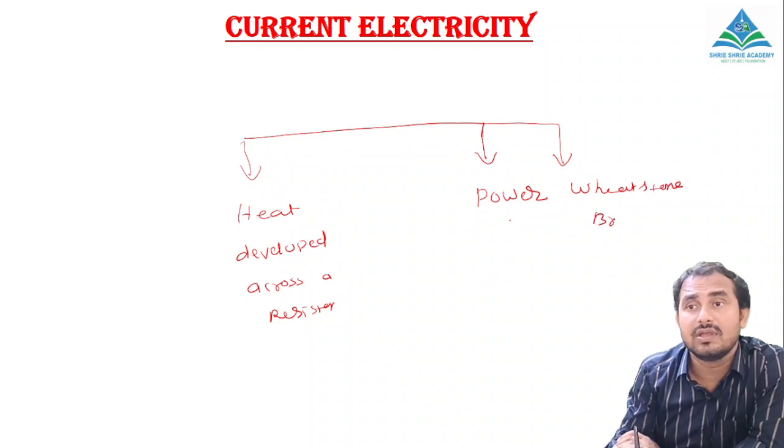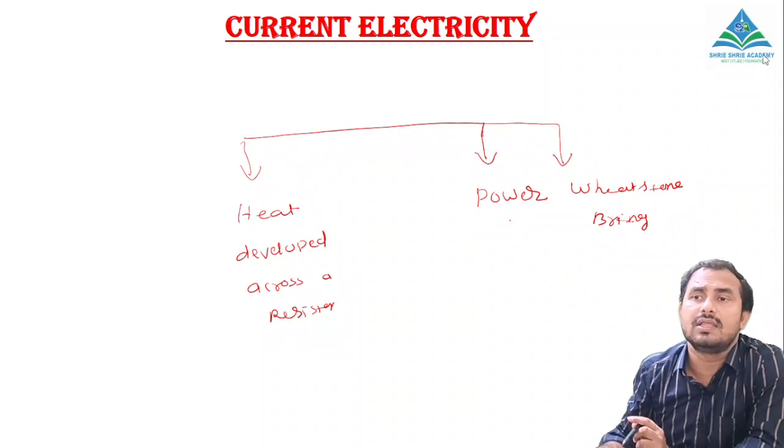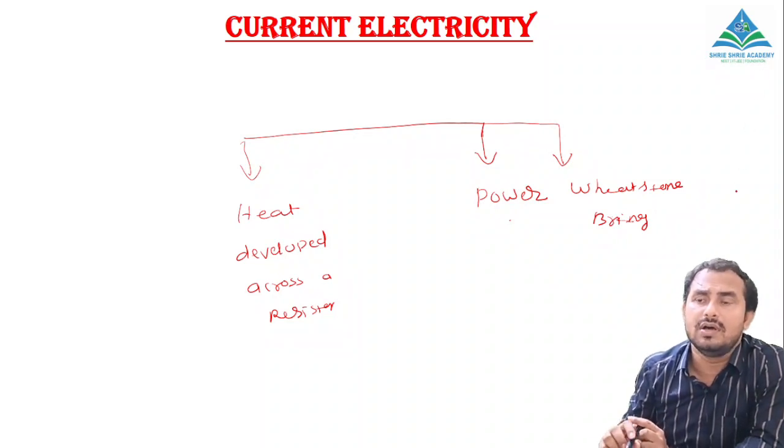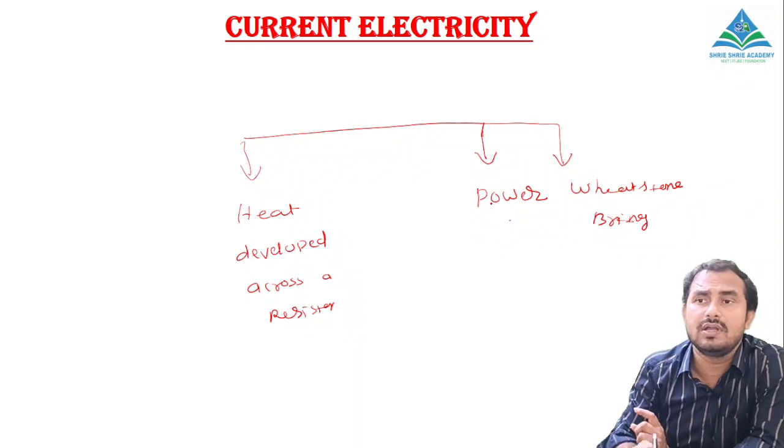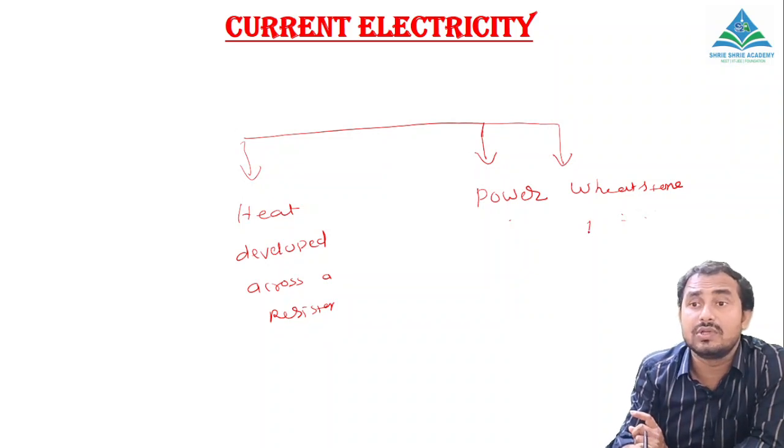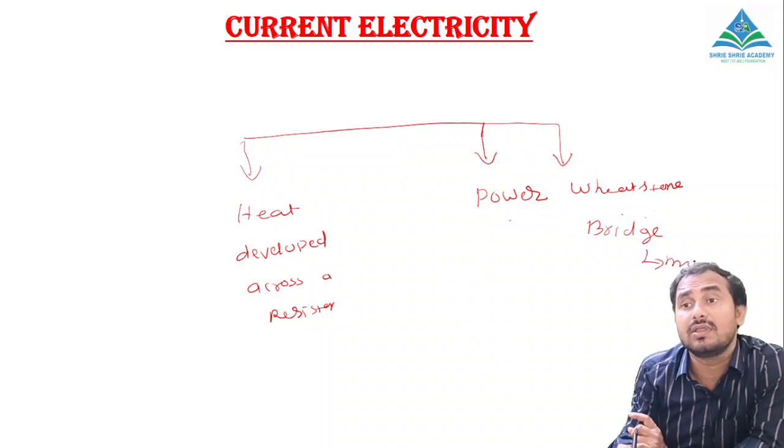Wheatstone bridge is there. An application of Wheatstone bridge we could have is what you can call the meter bridge, because they have deleted the part of potentiometer, which was actually very important, and they used to ask a question. So Wheatstone bridge, and from there the only application you have got is meter bridge.